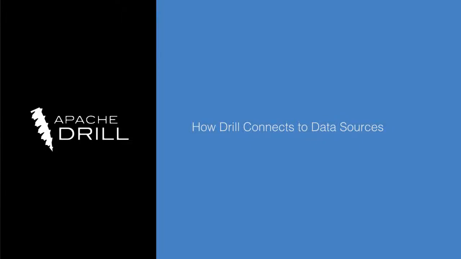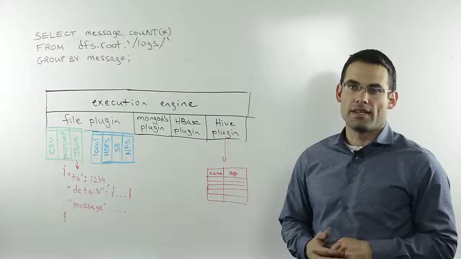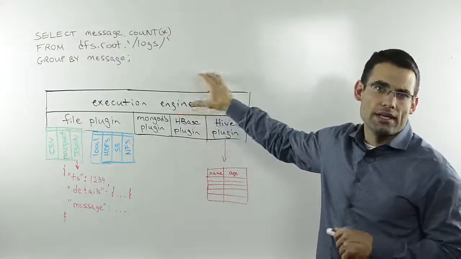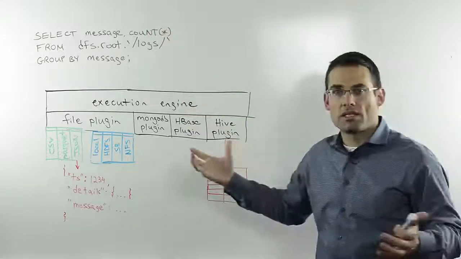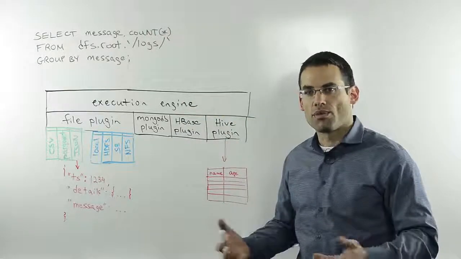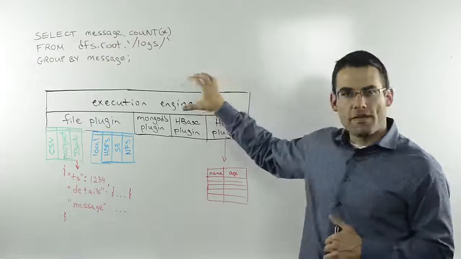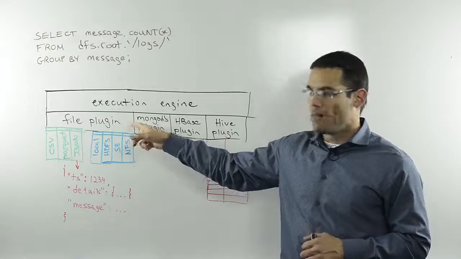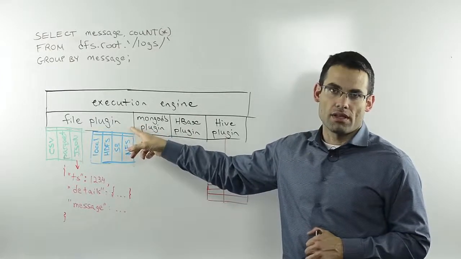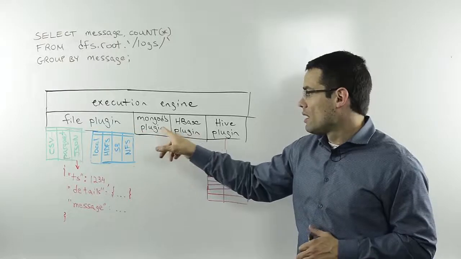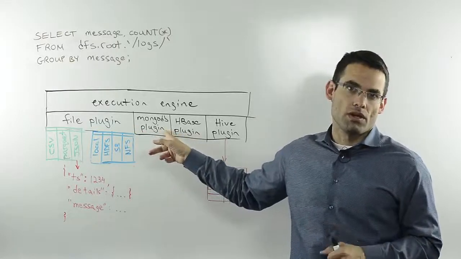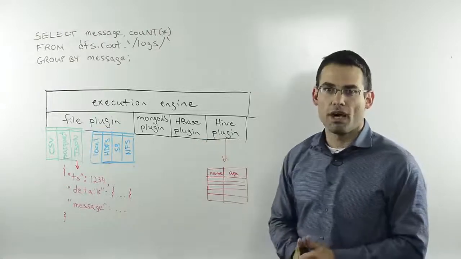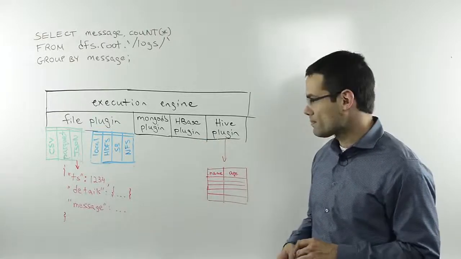Okay, so let's talk a little bit about how Drill connects to various different data sources. Drill's internal architecture includes an execution engine, which is really what actually runs the processing. The execution engine takes advantage of libraries called storage plugins. So there's a file storage plugin for talking to distributed or any file system actually. There's a MongoDB storage plugin for talking to a MongoDB cluster, an HBase plugin, and then a Hive plugin for communicating with Hive deployments.